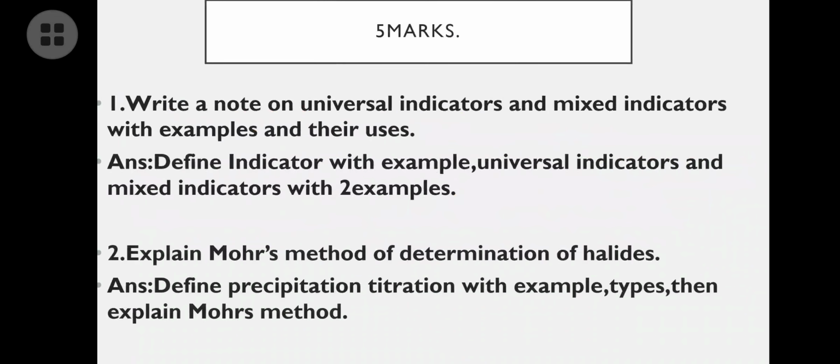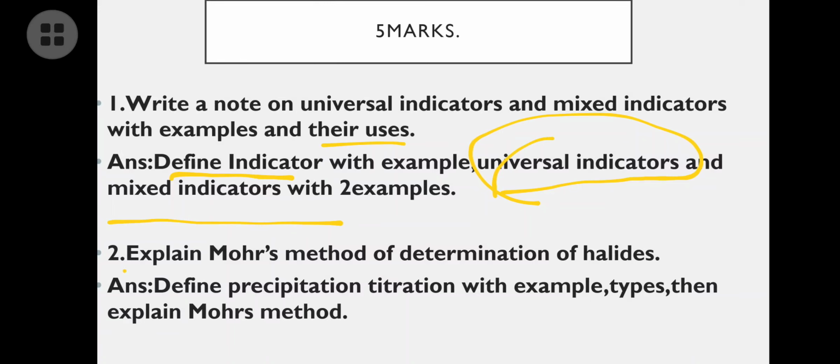Now 5 marks. Write a note on universal indicators and mixed indicators with examples and uses. Simple, you first define indicator with an example, then you explain universal indicator on one side, and you write mixed indicators next to that, with two examples for each. Then you write the uses of these universal and mixed indicators.